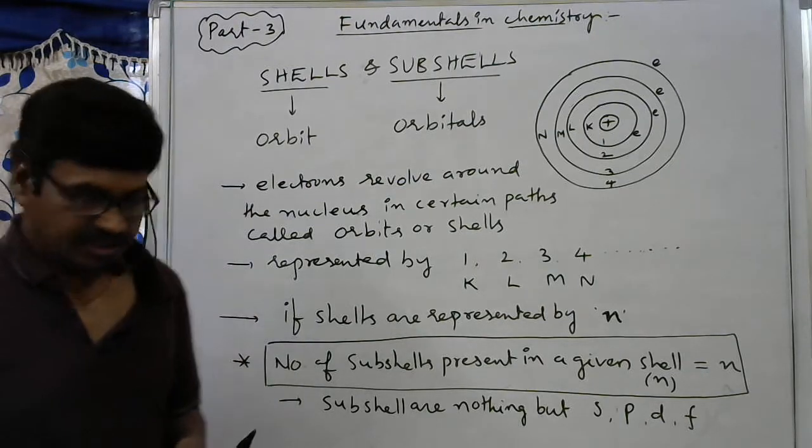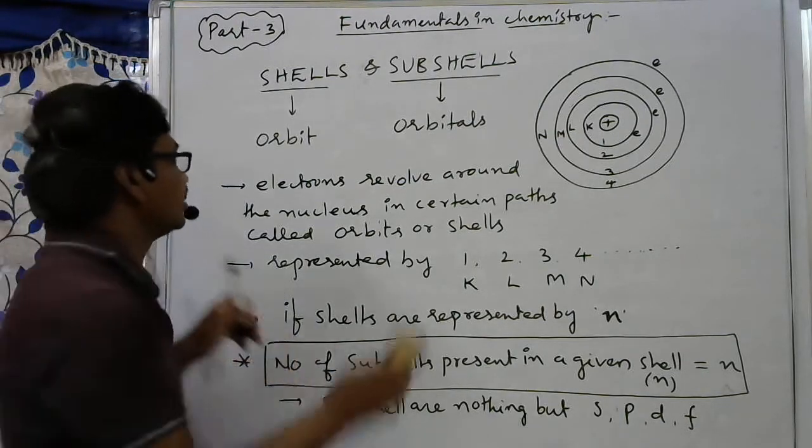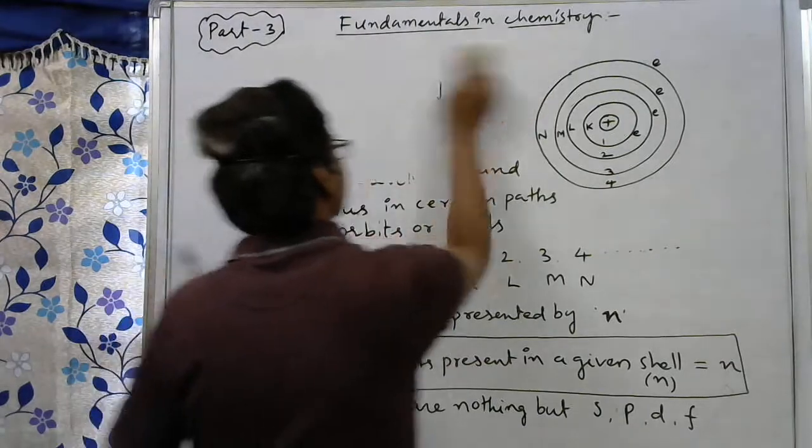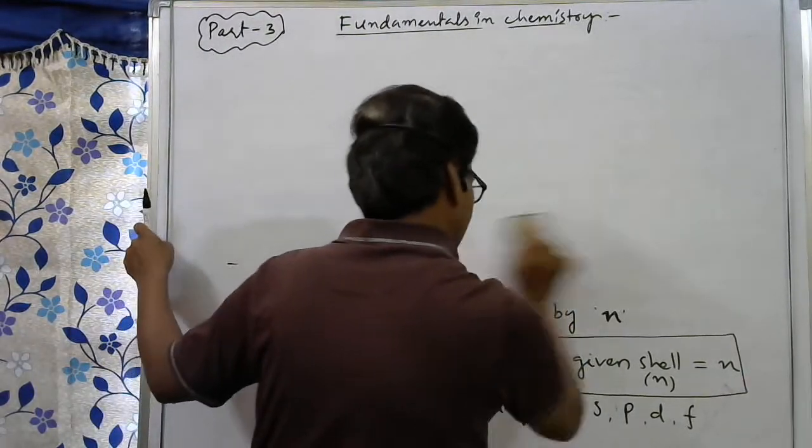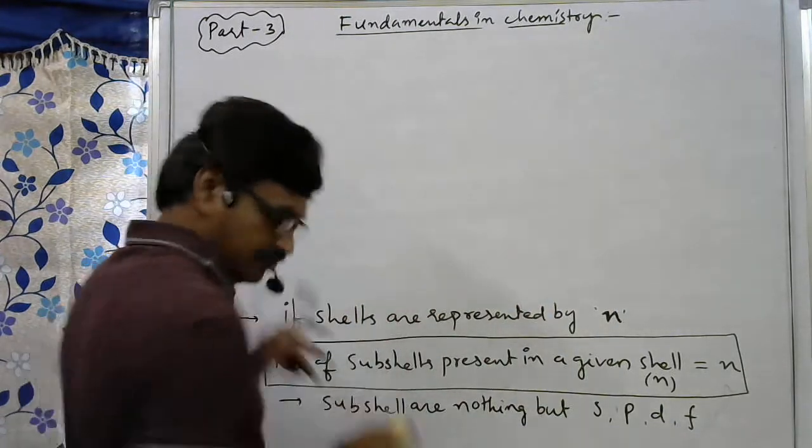So based on this, I am writing again here the number of subshells present in the first shell.